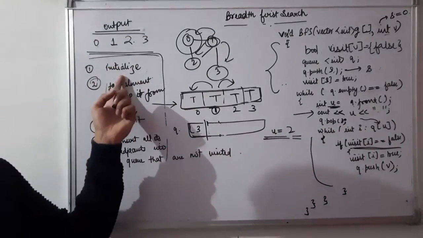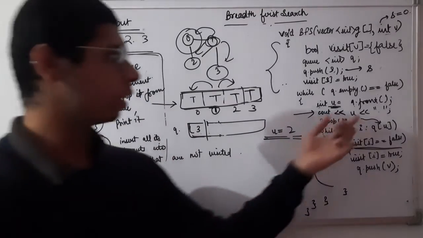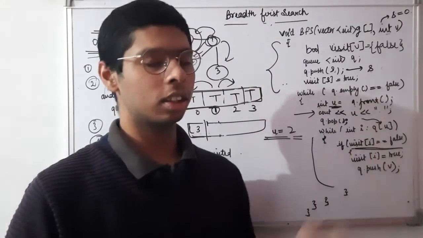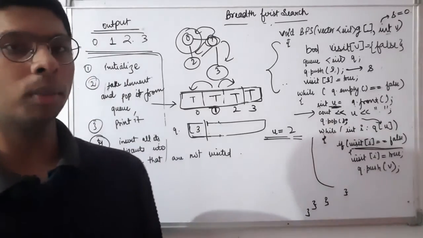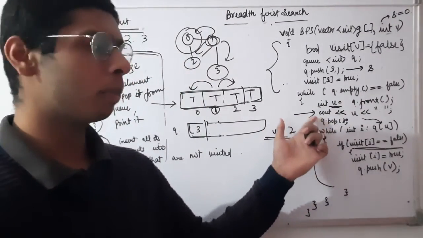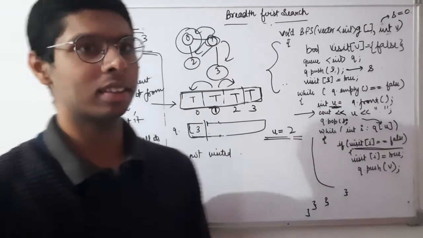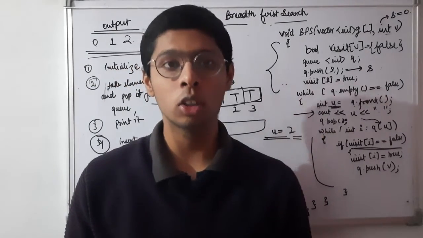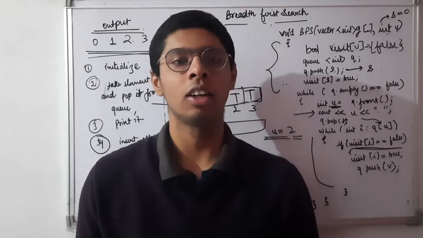We have to initialize it, then take the first element that is in the queue, pop it and print it. After that, we have to call its adjacents, and we have to insert all those adjacents that are not visited.